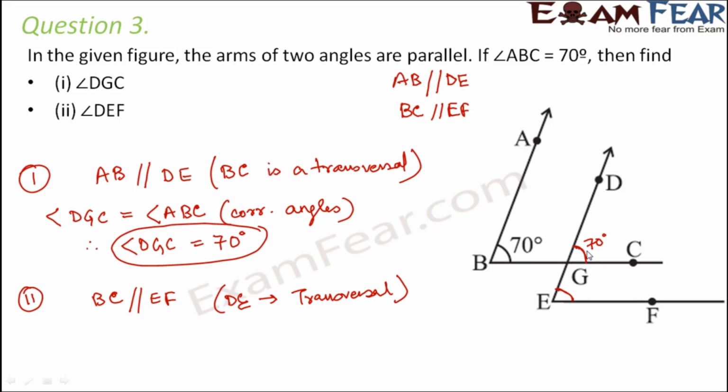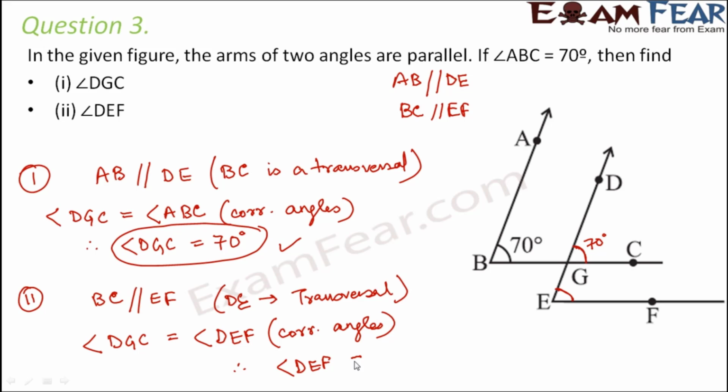Therefore, which are the corresponding angles here? This angle and this angle. Therefore, angle DGC is equal to angle DEF because these are a pair of corresponding angles. Now, DGC we have just now calculated as 70 degrees. Therefore, angle DEF is also equal to 70 degrees.